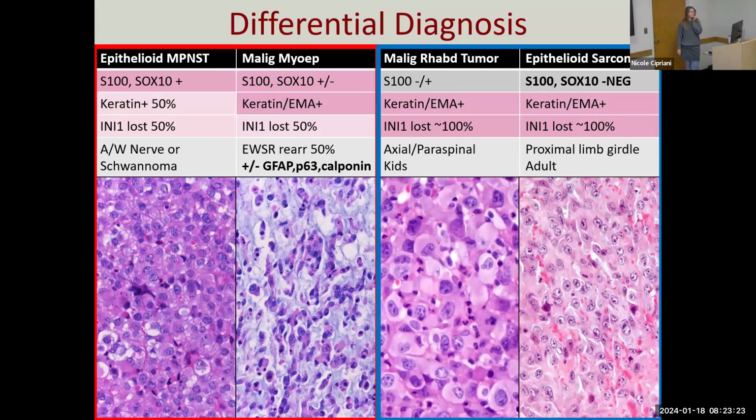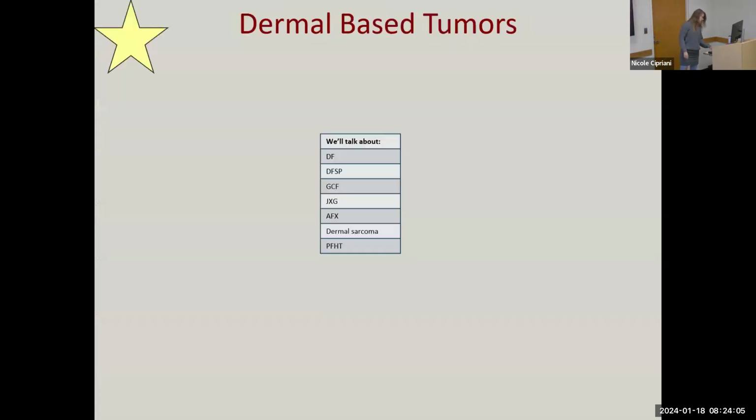So I put here a box, like we talked about, comparing the things that have similar morphologies, similar immunoprofiles, INI1 loss, but different locations and other potential clinical factors that might differentiate them. So what did we talk about? MPNST, myoepithelial tumors, rhabdoid tumors, epithelioid sarcomas, all of which have differing S100, SOX10, plus or minus keratin, plus or minus INI1. So that's there for your perusal.